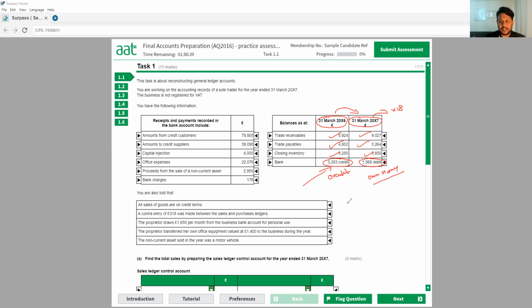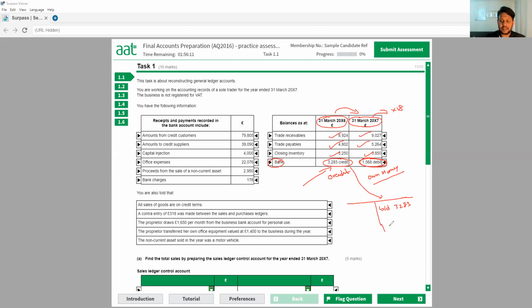So when you make the T account, the opening balance for the bank will come here on the credit side because it's overdraft. So balance BD will come here, 3283 as overdraft. Opening balance will be on the credit side. It's not our money, but the closing balance at the end becomes debit. So first it starts with the overdraft, but ends up with the debit balance. So it will be the closing balance.